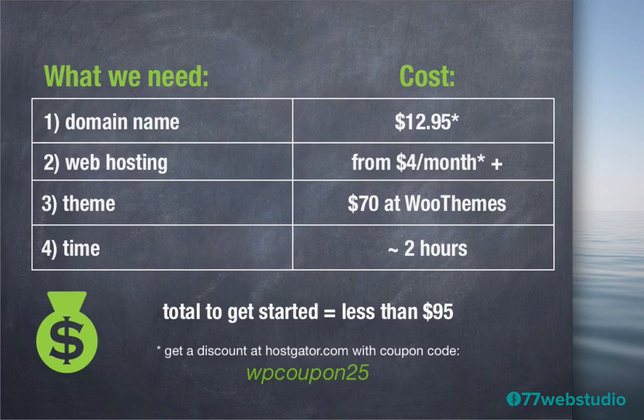Finally, we'll need some time to build out this website, and I'm estimating it should take roughly around 2 hours. I'll try to go fast to speed things up, but please set aside some time to get this website up and running by watching the video. Okay, so in sum, the total to get started with this particular website is less than $95, and again, that's using the coupon code WP Coupon 25 at HostGator.